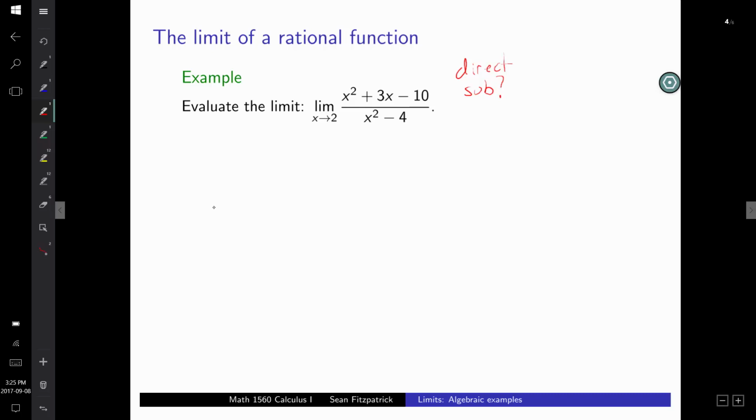And so we say, okay, what would I get if I plug in 2 on the top? On top, I would get 2 squared is 4, 3 times 2 is 6, 4 plus 6 minus 10 is 0. And on the bottom, 2 squared is 4, 4 minus 4 is 0. So I would get this 0 over 0 limit.